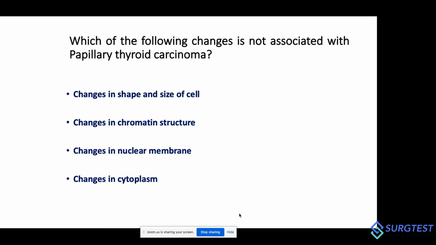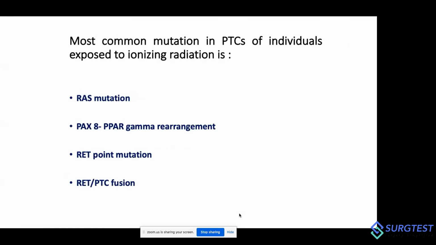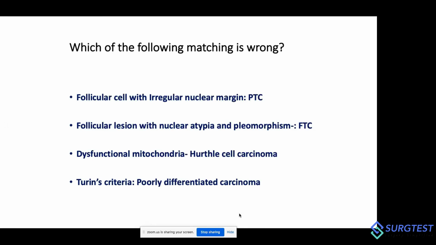Cytoplasm. It is only nuclear features that are important, and the shape and size of the cell, nuclear size, phase and type of the nucleus. RET/PTC fusion. Okay. It's not a RET point mutation, it is a RET/PTC fusion. Again, same point I am stressing, atypia and pleomorphism doesn't indicate malignancy in thyroid cancer.